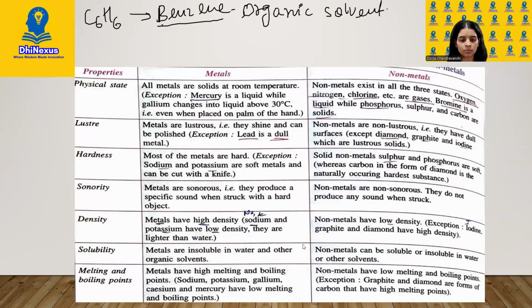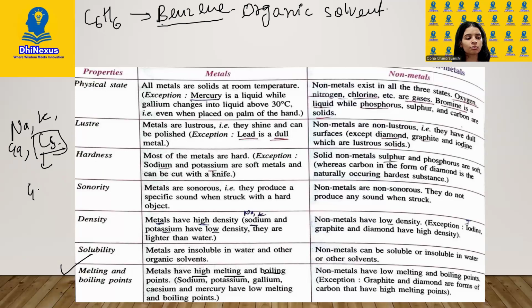What about non-metals? These are possibly soluble in some cases and insoluble in water or other organic solvents. Melting point. So metals, as they have a high packing efficiency, have a high boiling point. So it is difficult to separate the atoms, which is why they are found to have a very high melting as well as boiling point. Examples of exception would be Na, sodium, potassium, then you have gallium, cesium as well. Cesium, this metal is found in group 1 of the periodic table.